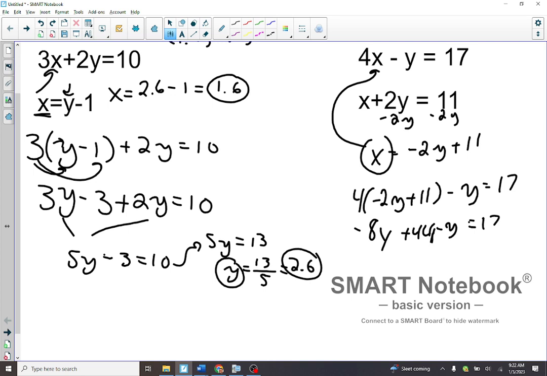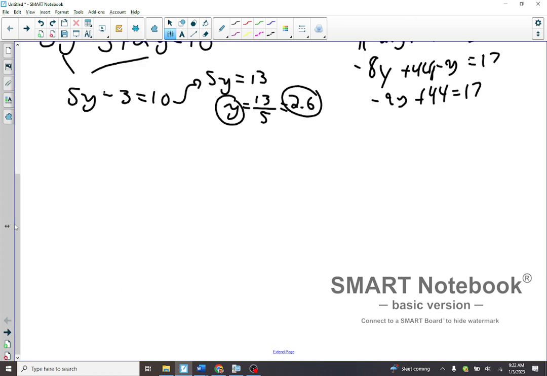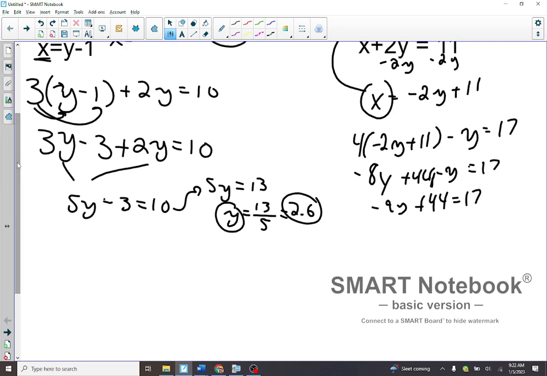Then you can combine. You must have negative 9y plus 44 equals 17. Then minus 44 on both sides. So it's going to be negative 9y equals negative 27. Then divide by negative 9, y equals 3. Now I'm going to divide negative 9 on both sides, which means it's going to be y equals positive 3.